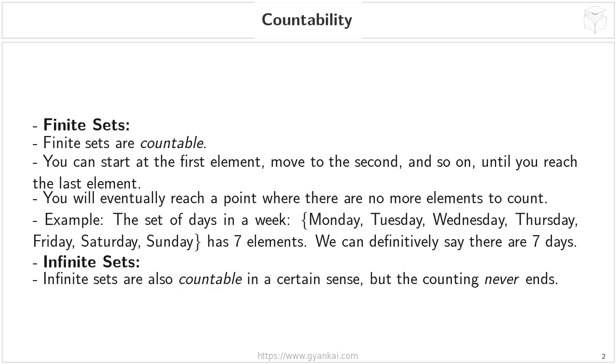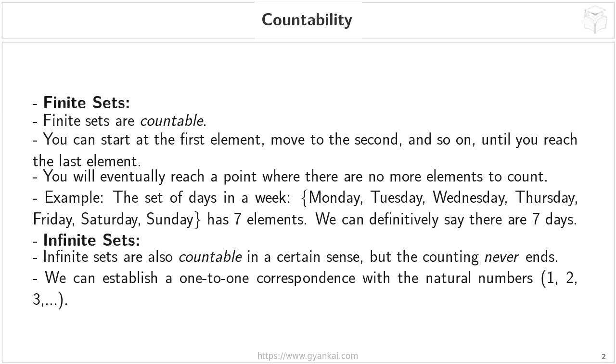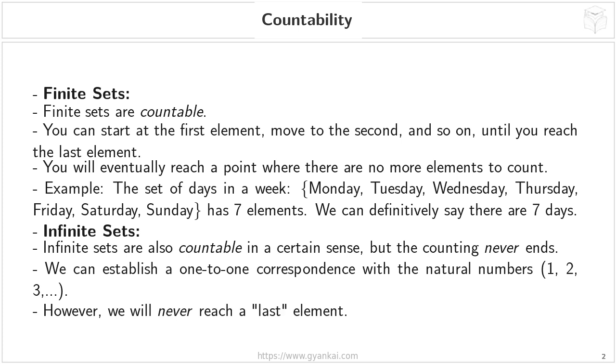Infinite sets are also countable, but in a different sense. You can still count them, but the counting process never, ever ends. It goes on forever. How is that possible? Well, we can establish what's called a one-to-one correspondence between the elements of the infinite set and the natural numbers. That is, the numbers 1, 2, 3, and so on. Essentially, we're assigning each element in the set a unique natural number. Let's take the set of natural numbers itself, 1, 2, 3, and so on. This is an infinite set, and as we just said, we can continue counting forever. There's no last natural number.